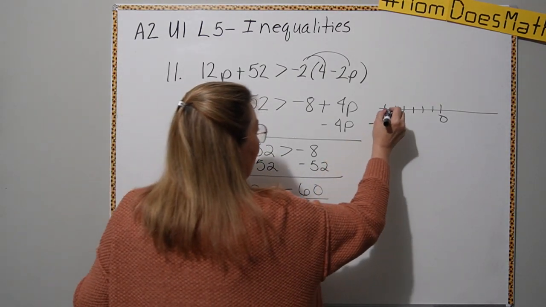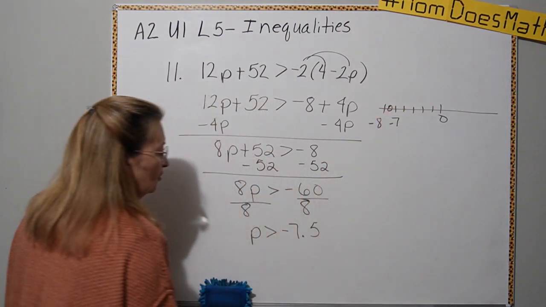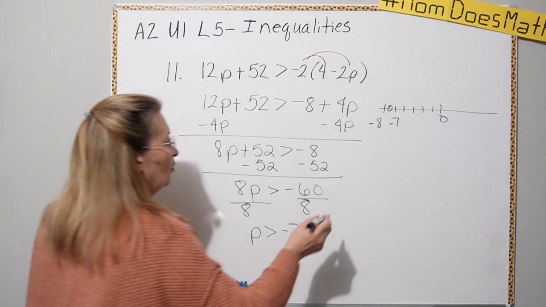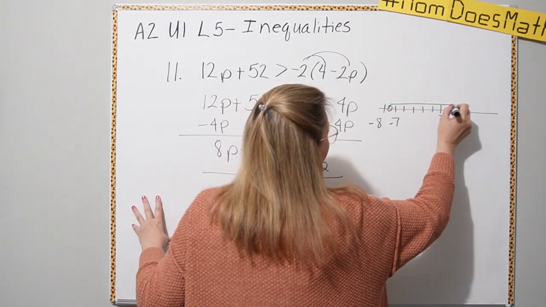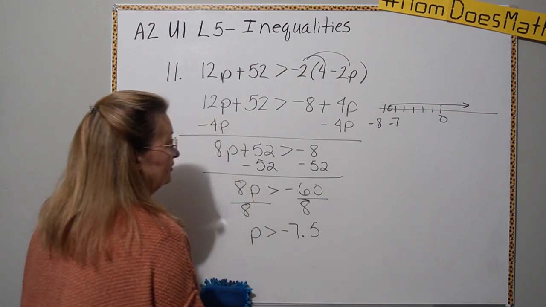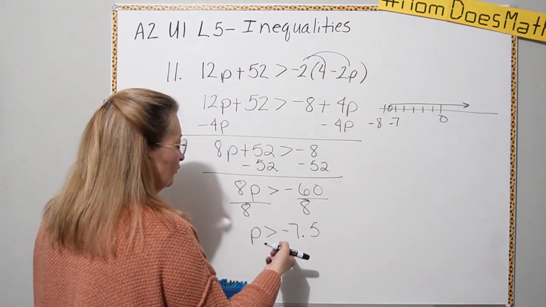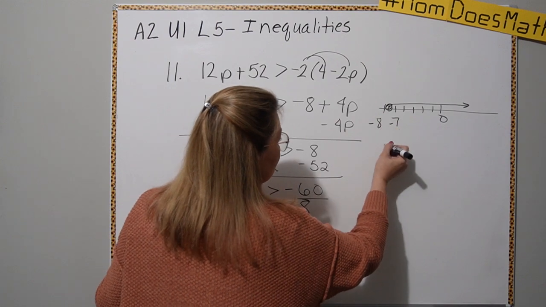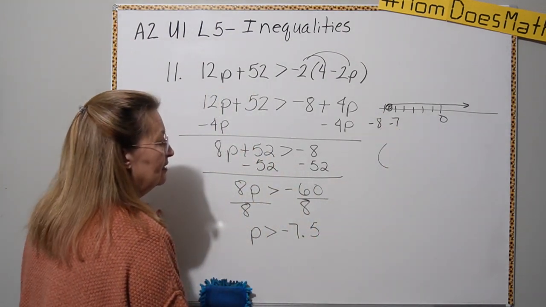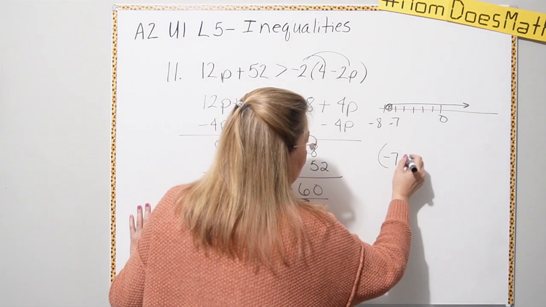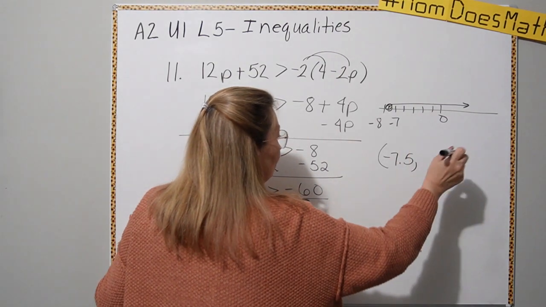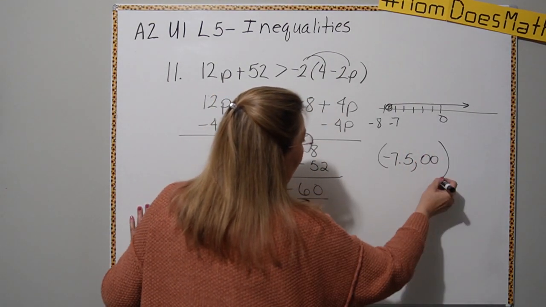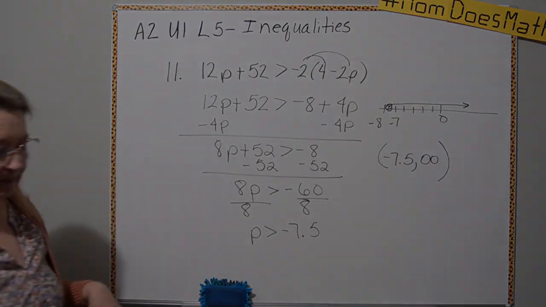Since this is just a greater than, it's an open circle. And where are the numbers that are greater than negative 7.5? Well, they're going to go off to the right. All right, now our interval notation. Look at the left-hand end of your graph. It's an open circle, so that's a parenthesis. It's at negative 7.5. Over at the right-hand end, we're going off into infinity, and that always has a parenthesis.